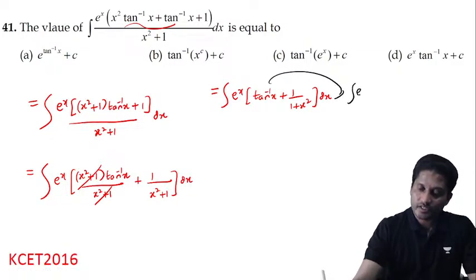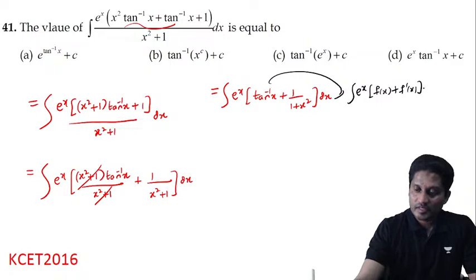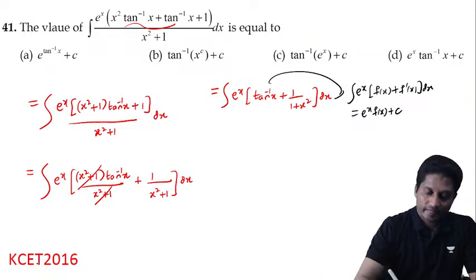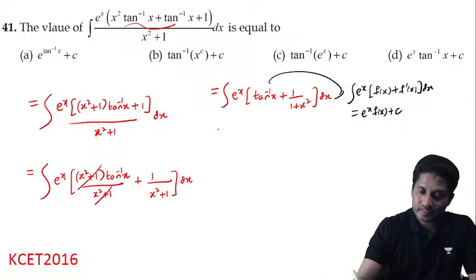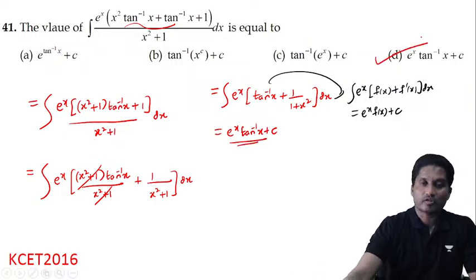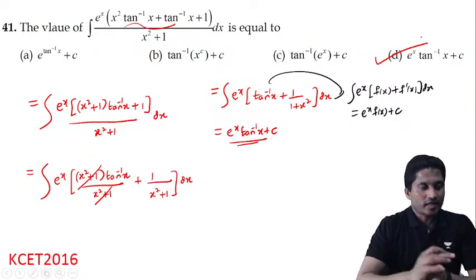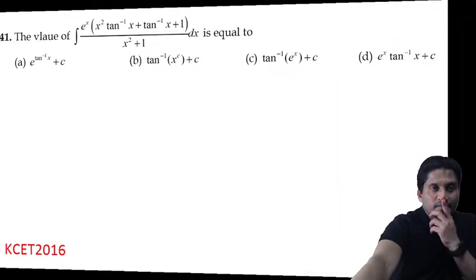So it is of the form integration of e power x into f of x plus f dash of x. The formula is e power x into f of x plus c. So it should be written as e power x tan inverse of x, okay, plus c. Answer is option D. Alright, let's move to the next question.